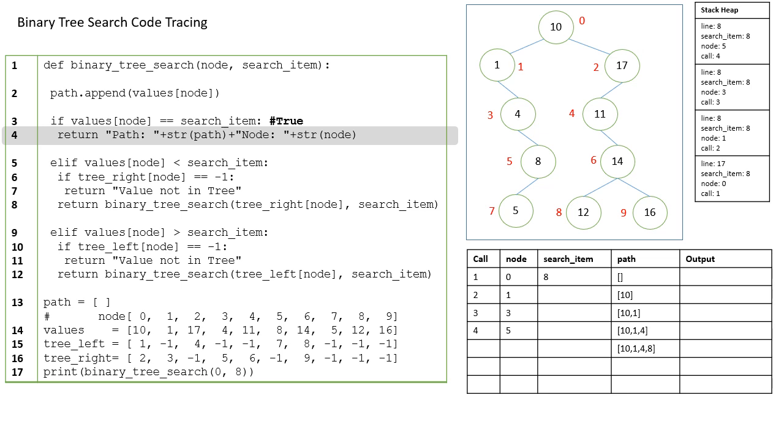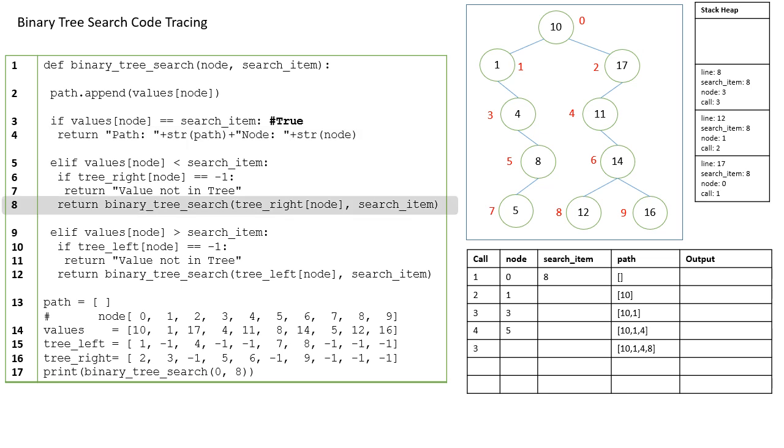At this point then, on line 4, we return the path, which in this case contains the values 10, 1, 4 and 8, and we also return the node that references the item that we're searching for, which is 8, so there'll be node 5 in this case. Once we've done that, we've now finished with call 4, and we are able to hand control back to the call 3 function to binary tree search.